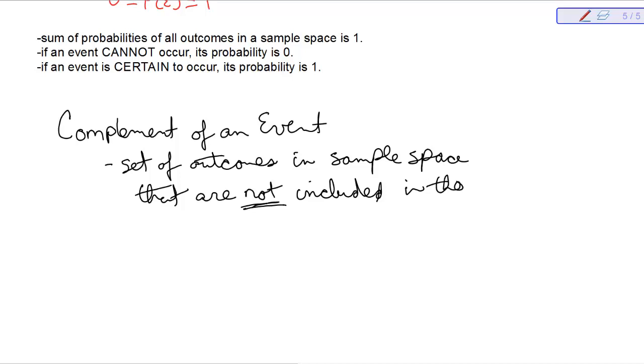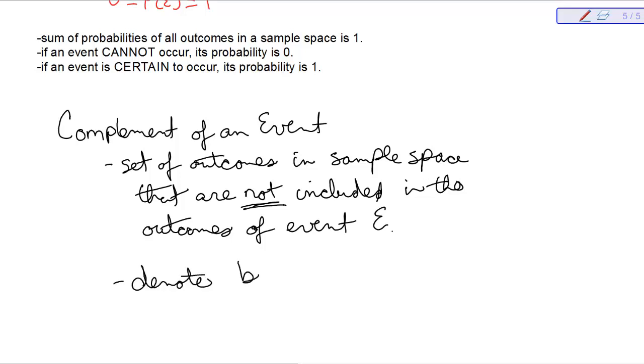In the outcomes of event E, we denote this by an E with a bar over it, and that's how we pronounce it, E bar, or not E.